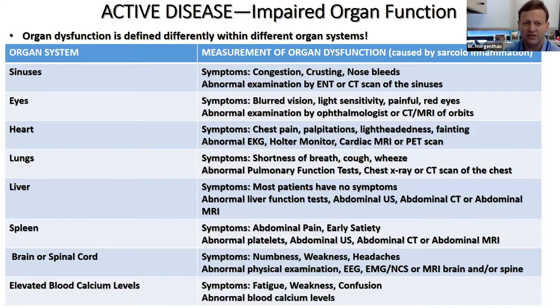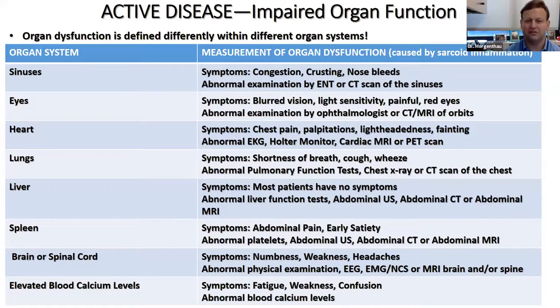How do we assess the eyes? Of course, patients have to have symptoms: blurred vision, light sensitivity, painful red eyes. They also need to be evaluated by an ophthalmologist. And the ophthalmologist exam, a slit light exam, is absolutely critical in determining whether somebody has inflammation in their eyes that needs to be treated. Ancillary testing such as CAT scans and MRIs may also be needed, but the bulk of examination by the ophthalmologist is really key.